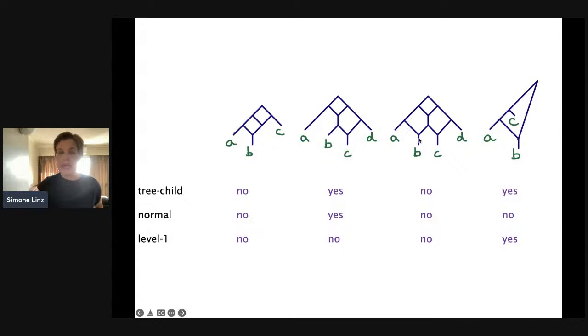The third network is not tree chart because it has a W. So this tree vertex here has 2 children, which are both reticulations. So consequently, it's not normal and it's not level 1. And the last one, yes, it is tree chart. But now this guy is not normal because it has a shortcut. So if we look at the reticulation above D and we look at the 2 parents, then we see that one is an ancestor of the other. So there is a shortcut. However, this network is level 1 because there's only 1 cycle.